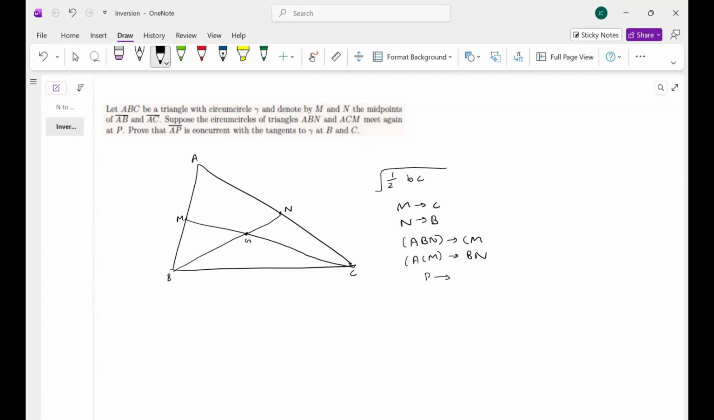Which clearly passes through the midpoint of BC. AG passes through M, and that means that P goes to G, and that means that the inverse of G lies on the median. Right, so again, we're done.